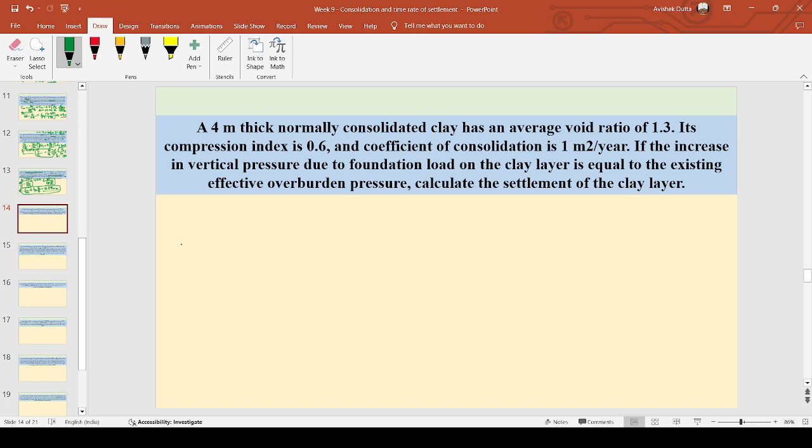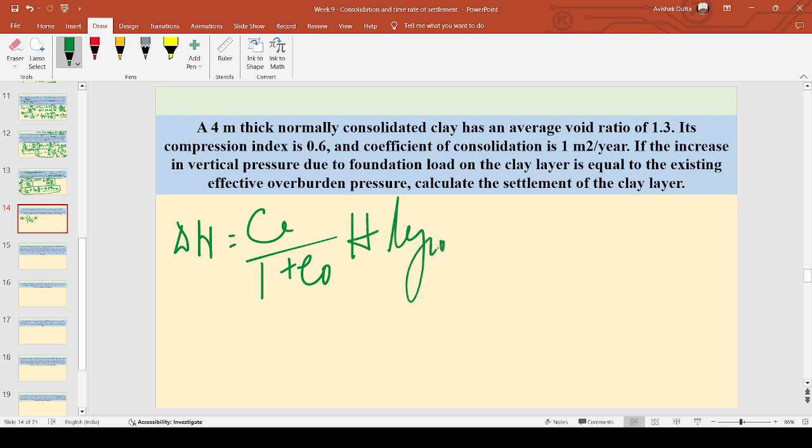The main thing in this question is, when you are writing del H equals Cc by 1 plus E0 times H times log to the base 10. If the initial pressure is sigma, then the increment in vertical pressure will also be sigma divided by the initial pressure, because it has been mentioned that the increase in vertical pressure due to foundation load on the clay layer is equal to the existing effective overburden pressure. So existing effective overburden pressure is sigma, the increment is also sigma, so sigma sigma cancel, it will give us 2 sigma by sigma, log to the base 10 2.